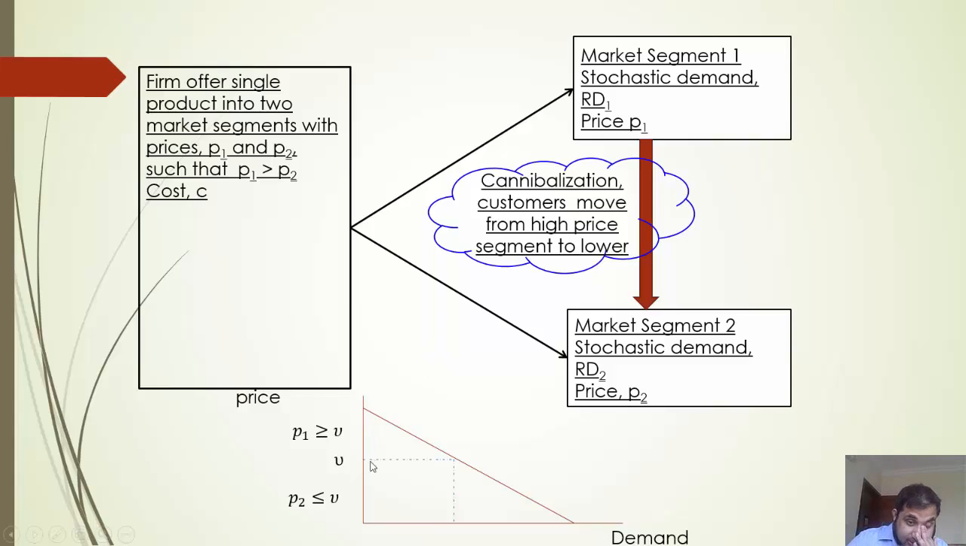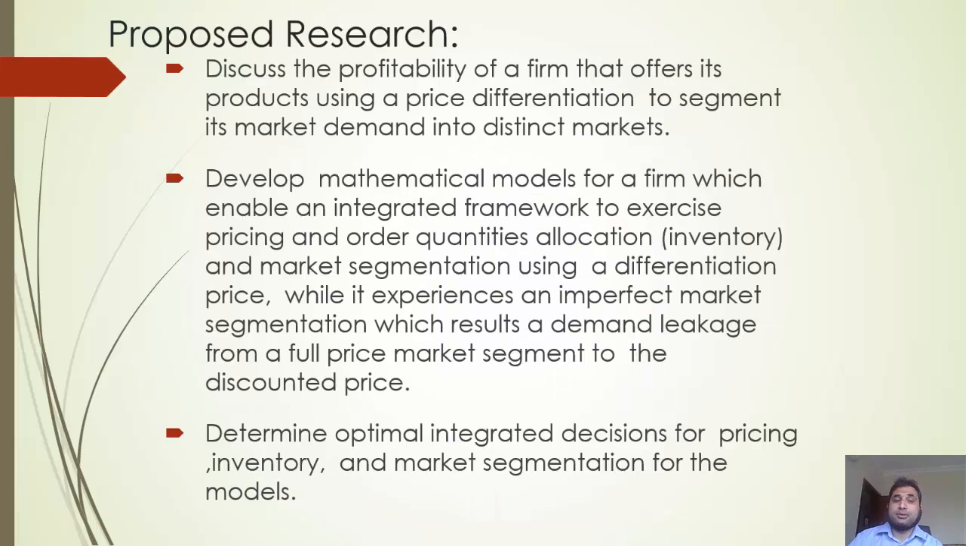This is a very simplistic analysis that we presented here. If the demand is deterministic, in that case we have a price called the differentiation price. A firm may set a price such that any price less than this price is a discounted price, which is sold in market segment 2. Any price greater than this price is the full price, which is sold in the upper market segment. The proposed research, obviously, as we discussed here, examines the profitability of the firm.